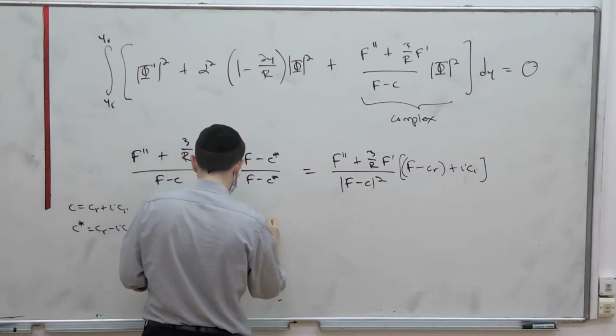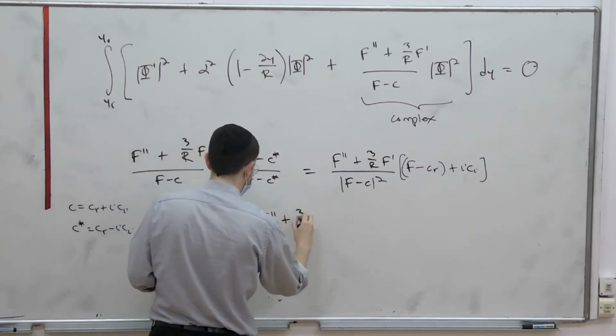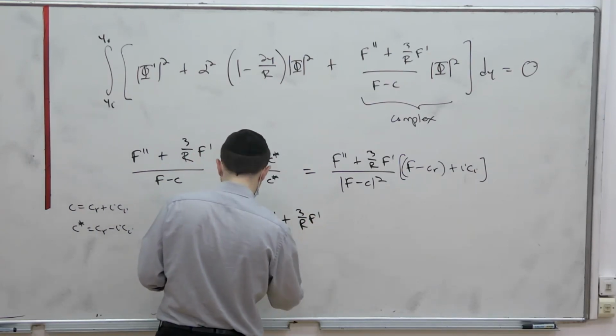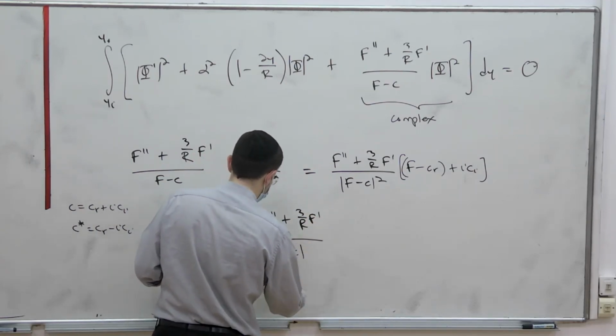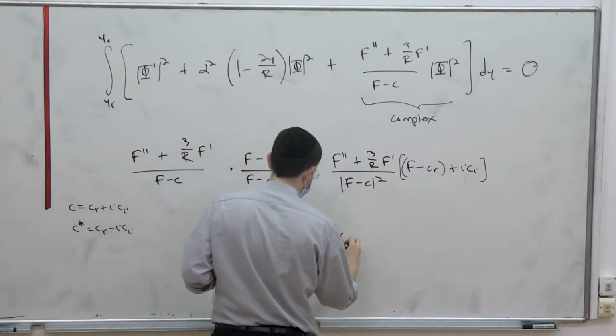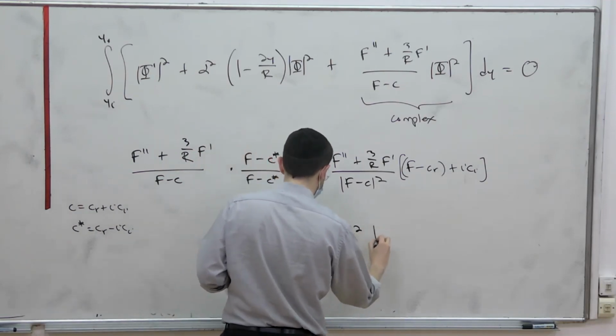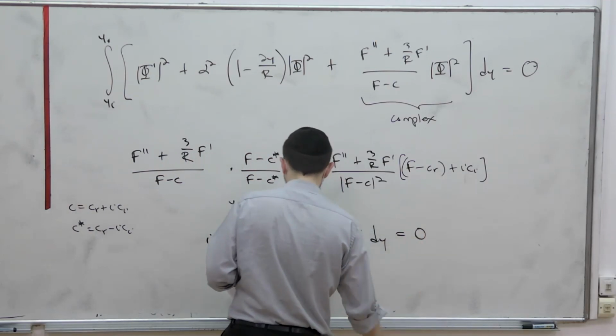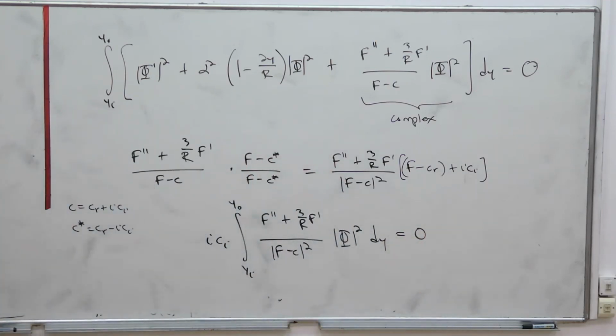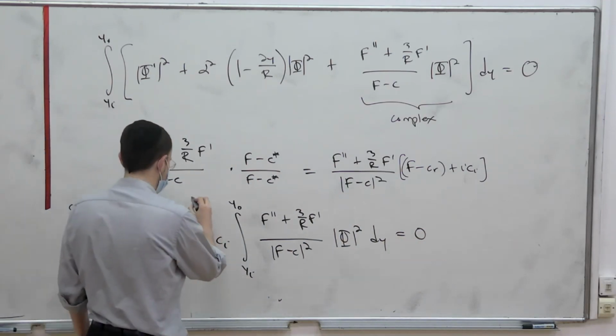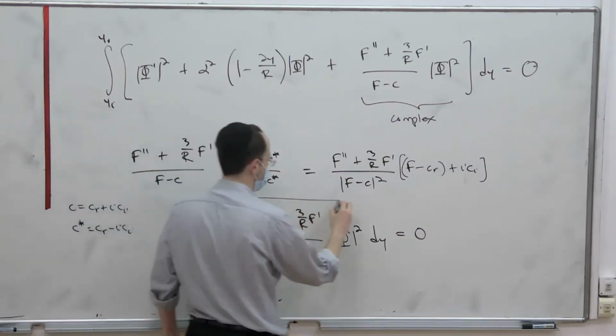So if I collect the imaginary terms, I end up having i times c_i times this integral from y1 to y2, f double prime plus 3 over r f prime f minus c squared, dy equals 0. Now, this is a very interesting equation.